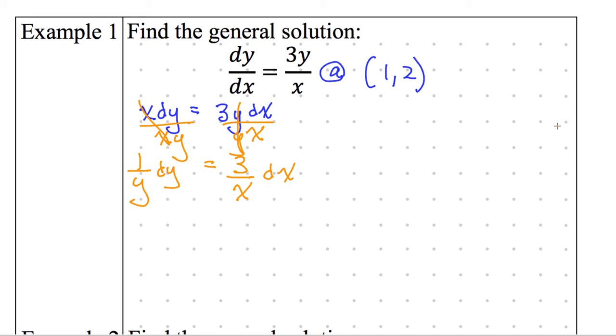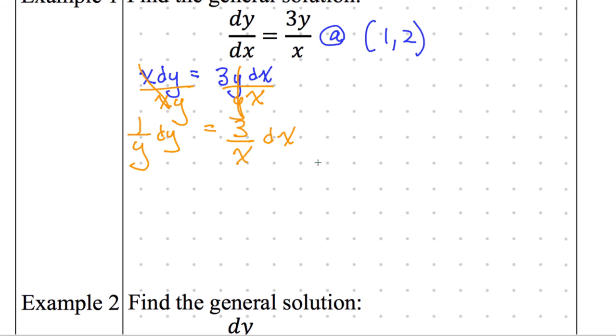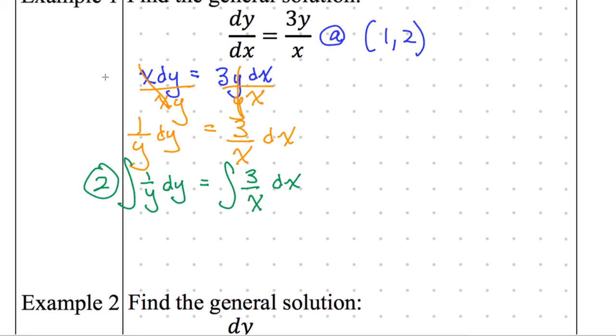What's step 2? What's the word for step 2 that you need to have memorized? Integrate, there it is. And when you integrate, don't forget plus c. All right, so when we integrate both sides, let's go ahead and rewrite it. Integral of 1 over y dy is equal to the integral of 3 over x dx. I need to take the antiderivative. I'm on step 2 now. We were doing all of step 1, step 1 was right there, so step 2. And I take the antiderivative.